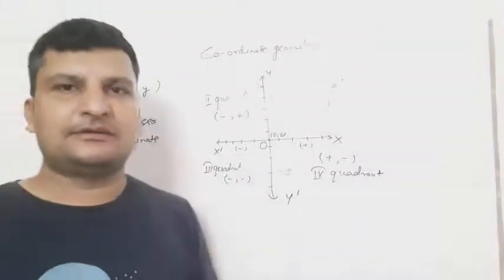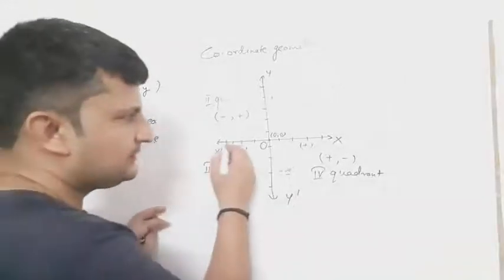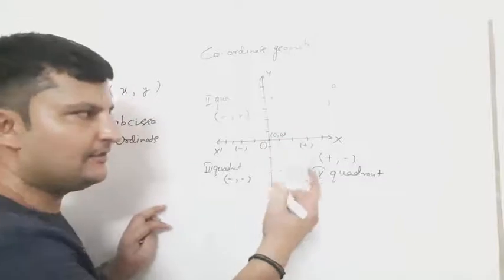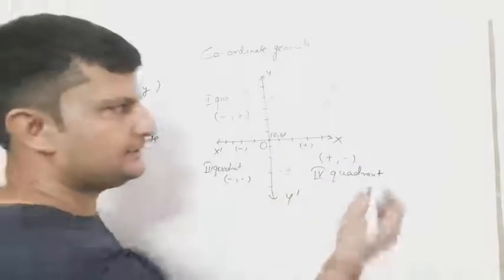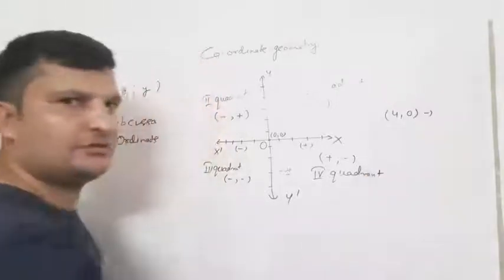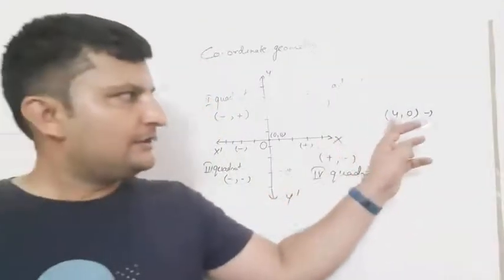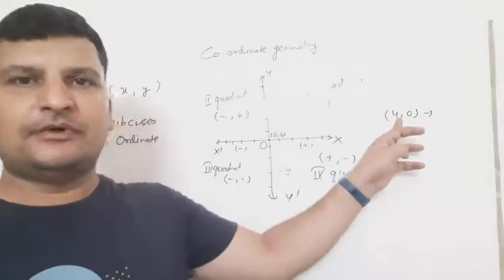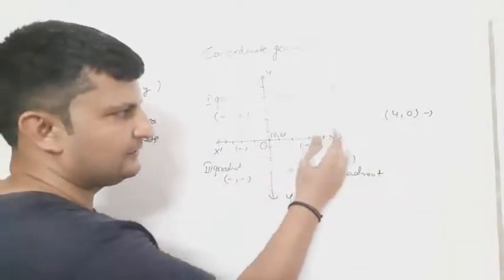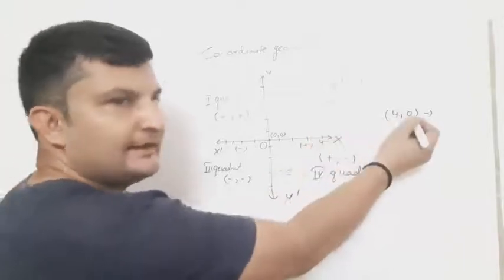One thing we have to understand is that this is called the x-axis and this is called the y-axis. If the points are like this, suppose a point is given, 4, 0. Where does the point 4, 0 lie? The point 4, 0 will lie here. Suppose 1, 2, 3, 4. This point has x equal to 4 and y equal to 0.